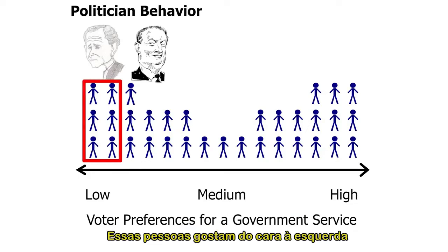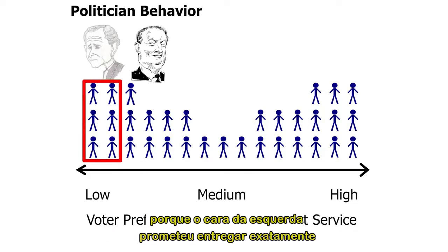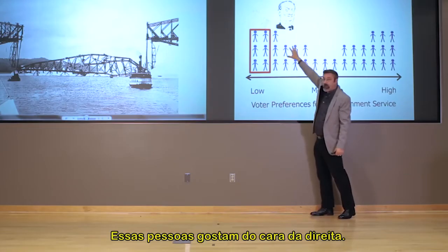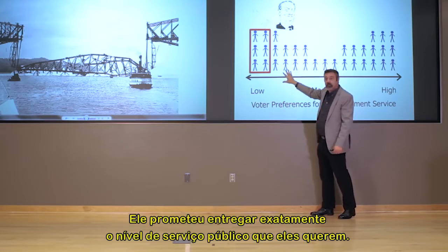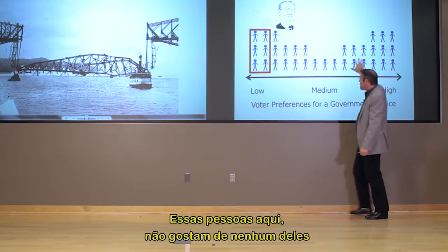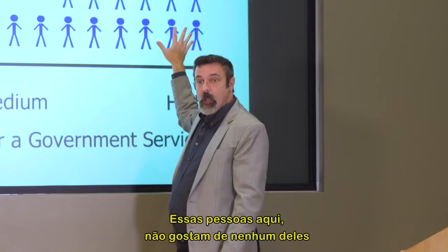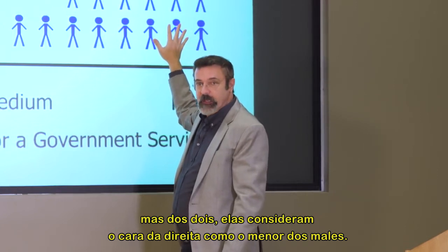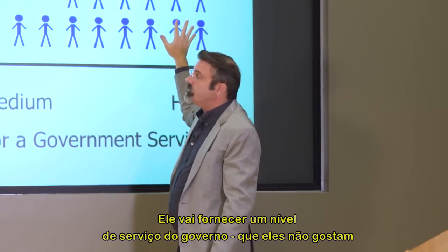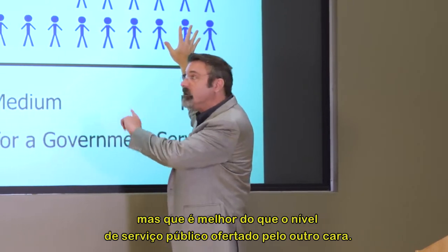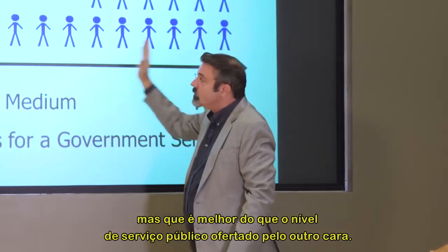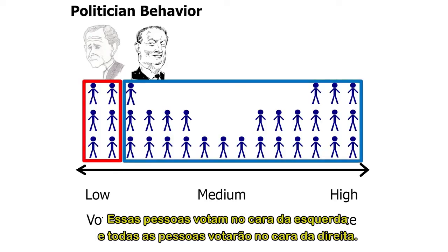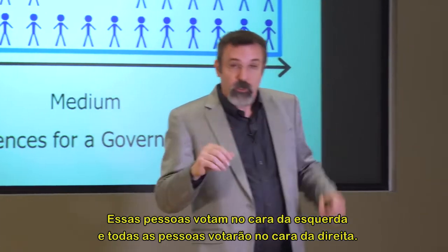Well, these people like the guy on the left, because the guy on the left has promised to deliver exactly the level of government service they want. These people like the guy on the right. He's promised to deliver exactly the level of government service they want. Now, these people over here, they don't like either one of them. But of the two, they consider the guy on the right to be the lesser of the evils. He's going to provide a level of government service that they don't like, but is better than the level of government service the other guy's offering. So when I ask these voters, who are you going to vote for? These people vote for the guy on the left, and all of those people will vote for the guy on the right. So what happens?